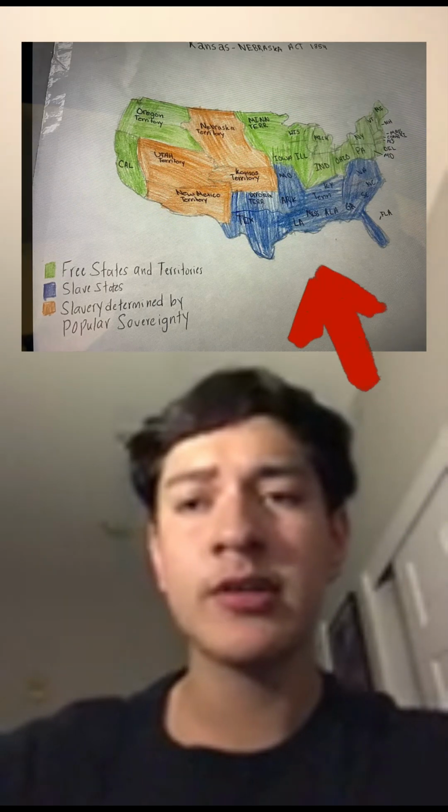The Kansas-Nebraska Act was a significant U.S. legislation that allowed the territories of Kansas and Nebraska to decide for themselves whether or not to allow slavery, a concept known as popular sovereignty. However, this effectively repealed the Missouri Compromise of 1820, which had prohibited slavery north of latitude 36 degrees 30, leading to increased tensions over slavery and setting the stage for the American Civil War.